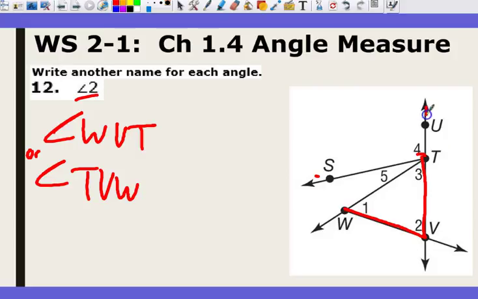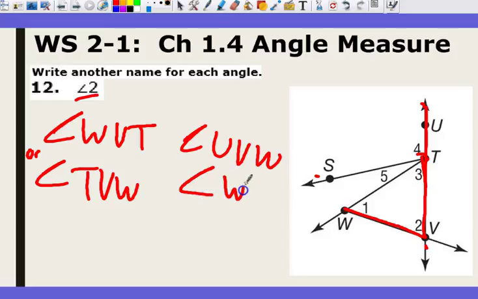Okay, what if I did this? What if I did that? What is it? UTV? That's not an angle. U, not T, V, W, R, W, V, U. Do you notice how, because it's a vertex.